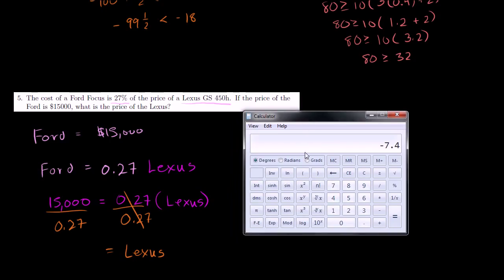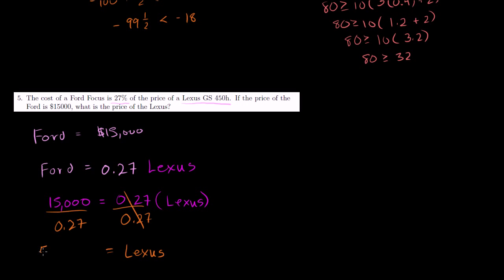See what we get. So let me clear it. We have 15,000 divided by 0.27 is equal to $55,555.55. So we'll say $55,556, just round up. So this is equal to $55,556. So you're spending a lot more on the Lexus than you would on the Ford Focus. It better be a much better car.